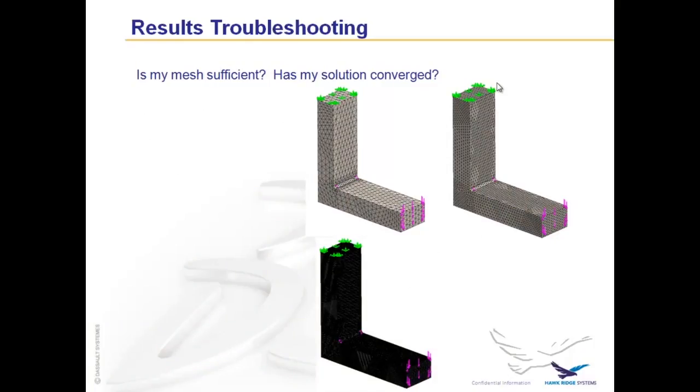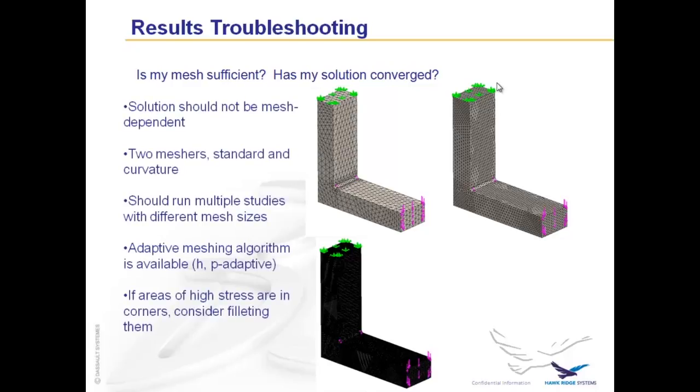Now, the last topic is: is my mesh sufficient, or has my solution converged? Just because your model meshed does not mean that mesh is actually sufficient to give you accurate results. Here we have three pictures, three different runs of the same model with a progressively finer global mesh. I wouldn't suggest doing the bottom picture, because there should be an area of interest that you do mesh control on, not just globally make everything fine, because it'll take a really long time and you might not need all of that data.